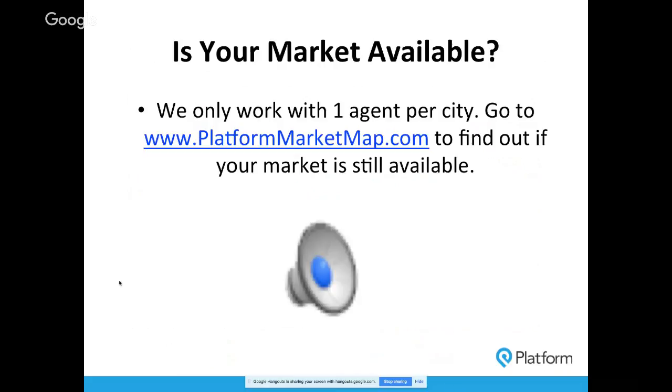So to find out if your market is available, because again, the catch, I guess, if you want to call it that, the catch about all this is that we only work with one agent per market, right? And it's not just one agent per neighborhood or one agent per zip code. You get the entire city you're in. So if you're in Fargo, North Dakota, you get all of Fargo, right? Not just one zip code, but all of Fargo. If you're in Nashville, you get all of Nashville, not just one zip code, but all of Nashville, right?